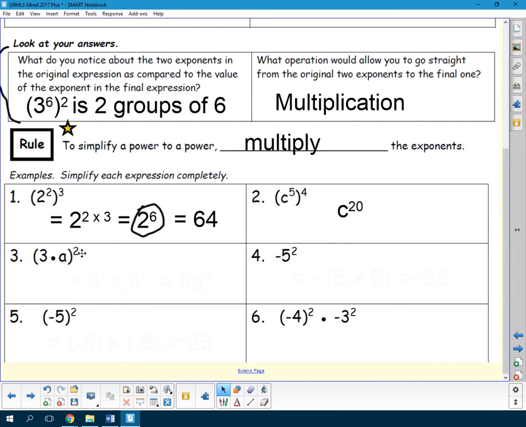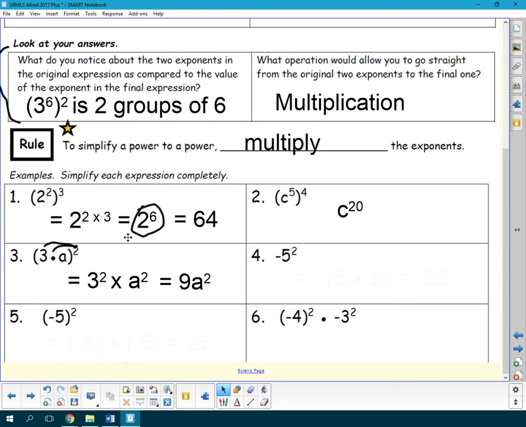It can get interesting in one like number 3. If you have two numbers inside parentheses and they're both raised to a power on the outside, this power does what I like to think about as the distributive property. It distributes to both things inside the parentheses. 3 times a squared with all of its squares is the same thing as 3 squared times a squared. That squared is going to distribute to both numbers inside those parentheses. 3 squared is 9 and a squared is a squared. I would simplify that as 9a squared.